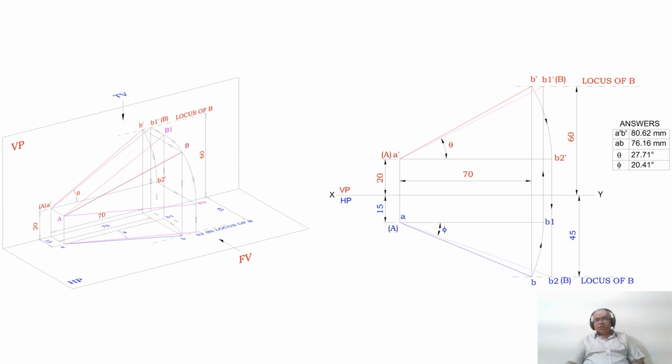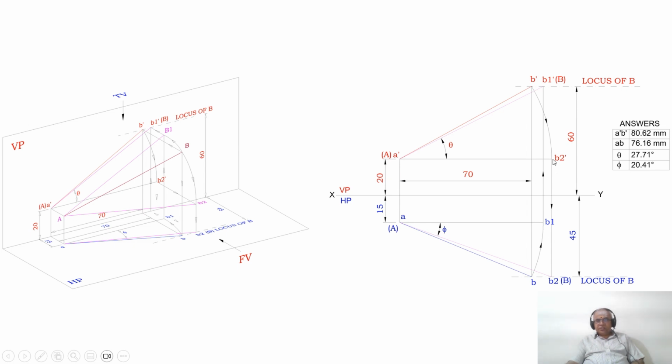So with A dash as center, taking the radius of A dash B dash, you draw an arc such that both B2 dash and A dash are above HP by 20 mm. Now the line is parallel to XY in the front view. Obviously in the top view, what is the top view of A dash B2 dash? The top view of A dash B2 dash is small a and small b2.